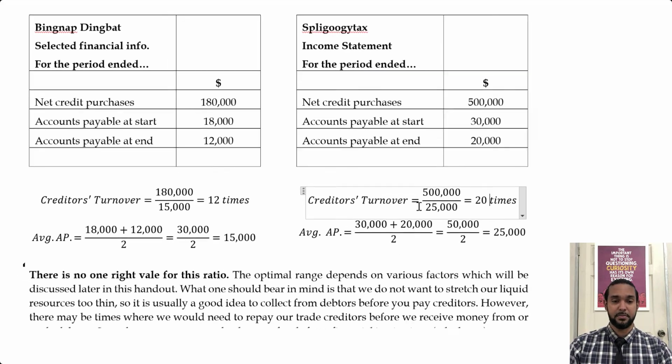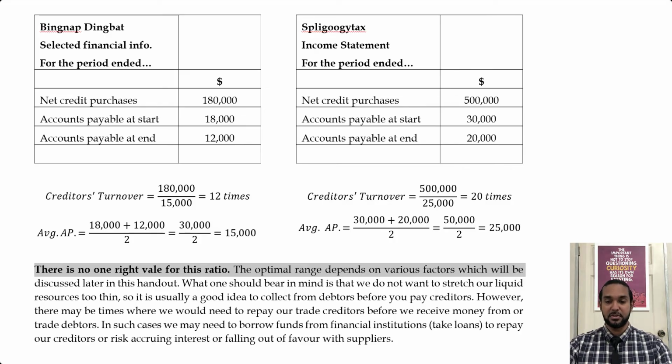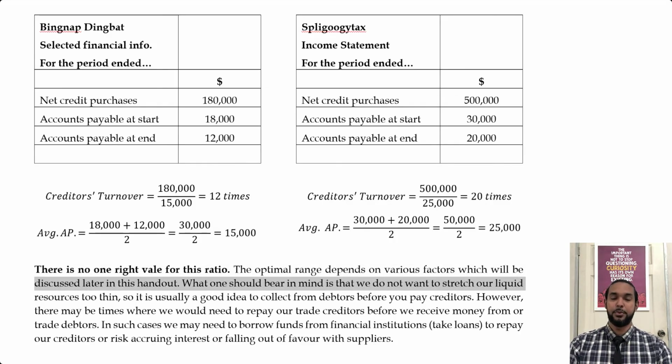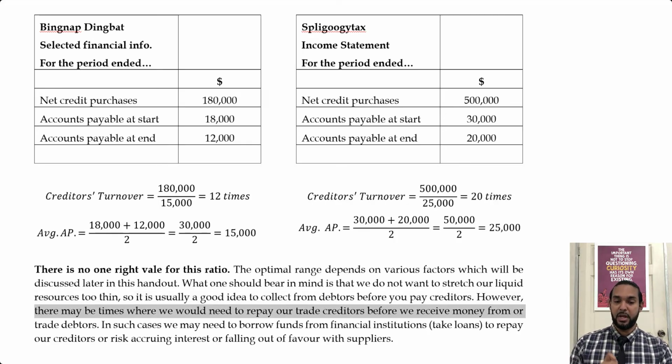Okay, let's take a look at a little additional note I have down here. Again, there's no one right value for the ratio. The optimal range depends on various factors, which were to be discussed later in the handout, but I forgot to do it. What one should bear in mind is that we do not want to stretch our liquid resources too thin. So it is usually a good idea to collect from debtors before you pay creditors. However, there may be times where we would need to repay our trade creditors before we receive money from our trade debtors.